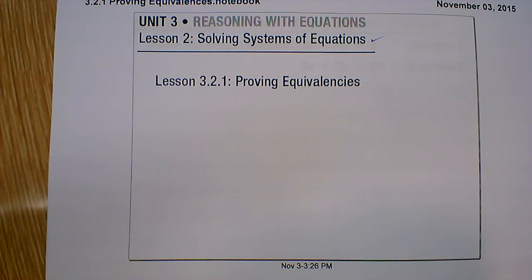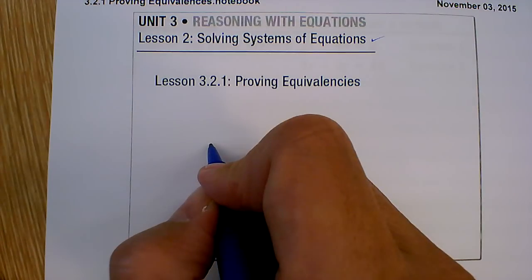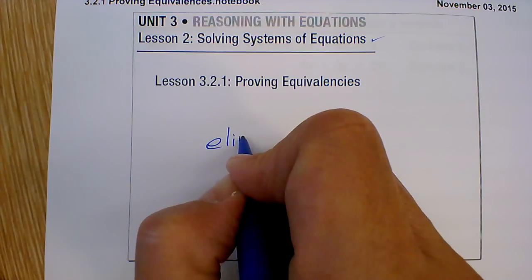Yesterday we solved them by graphing, deciding if we had one intersection point, one solution, parallel lines, which gives us no solution, and the same line, which gives us an infinite number of solutions. Today we're going to be solving systems of equations, but this time we're going to be doing them algebraically, and that's what they mean by proving equivalencies. The method we're going to be using today is called the elimination method.